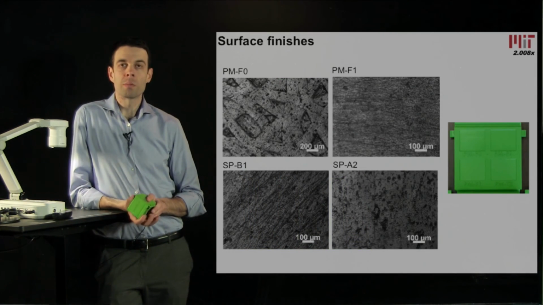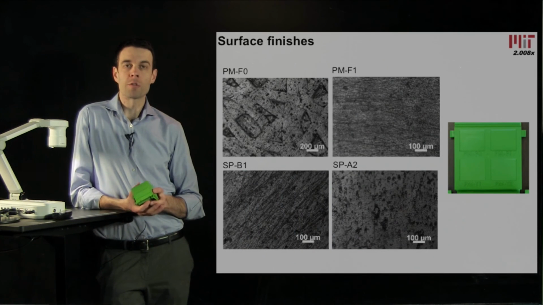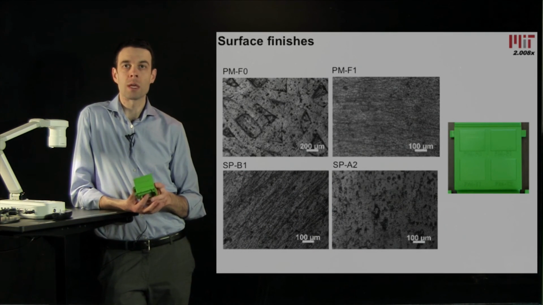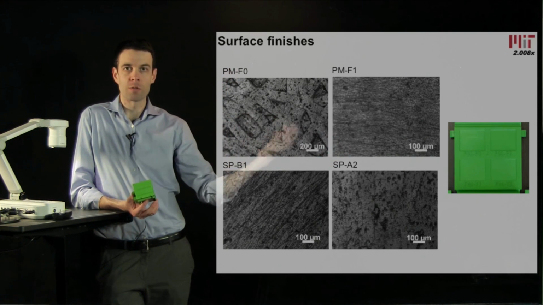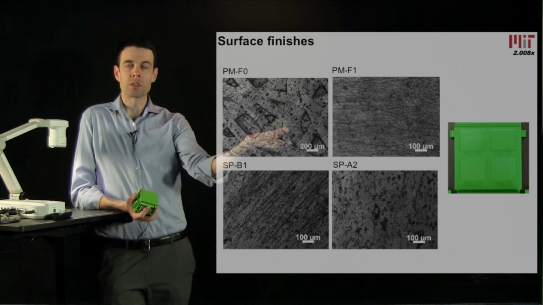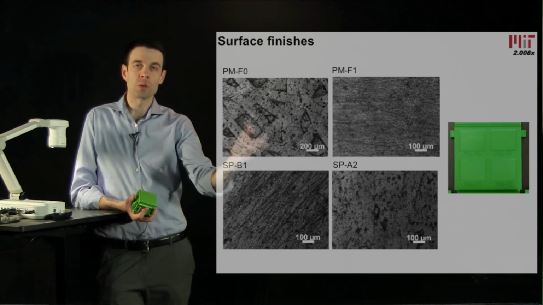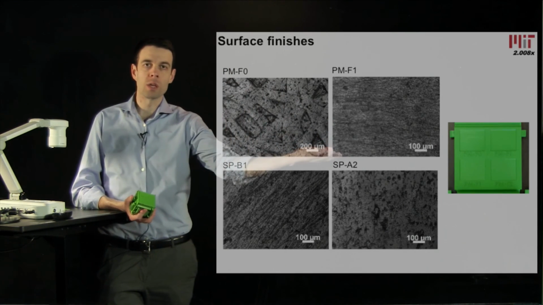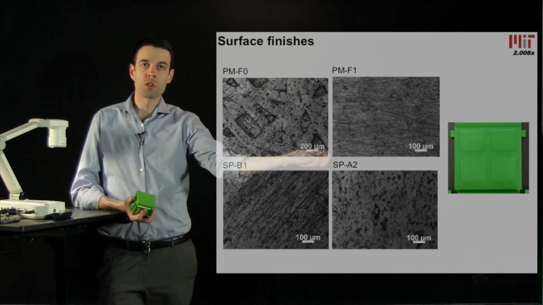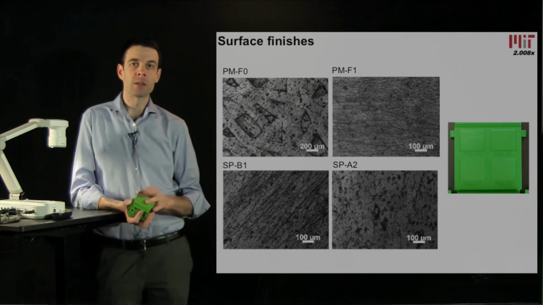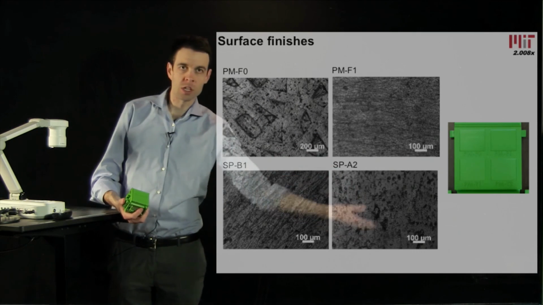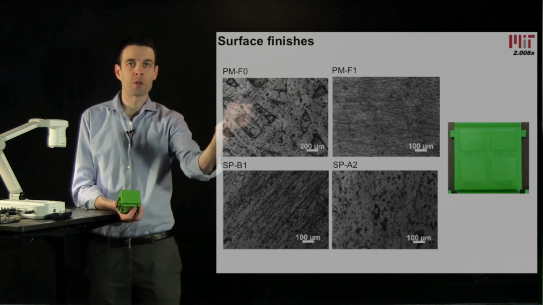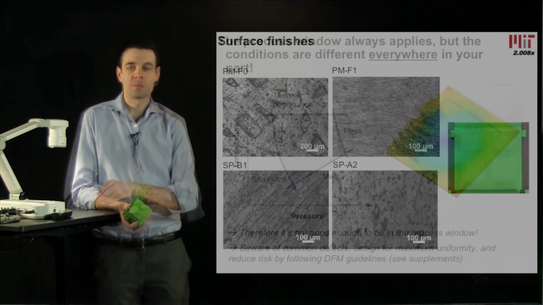And here we see some pictures taken with a microscope of the different surface finishes on the cube. The labels here correspond to the labels molded onto different faces of the cube. And this is the as-machined surface, and you can see it's quite rough relative to the 200 micron or 0.2 millimeters scale bar. And at the bottom right is the smoothest, shiniest surface, and you can see a big difference relative to the rougher as-machined surface.